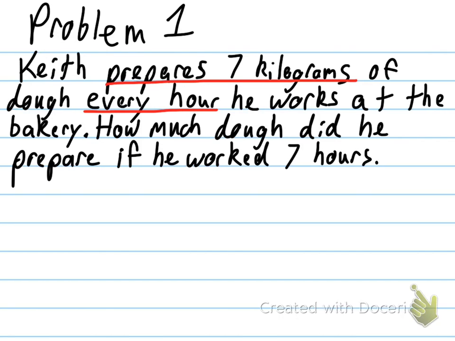How much dough did he prepare if he worked 7 hours? Well, this 7 hours is also important. It's a number and it's a unit of time. And worked is what he did. So those are all the important words. Next, let's circle what we're trying to find. Like I said, it's going to be how much, how long, how many, something like that. Well, here it said how much dough did he prepare. So we're looking for how much dough.